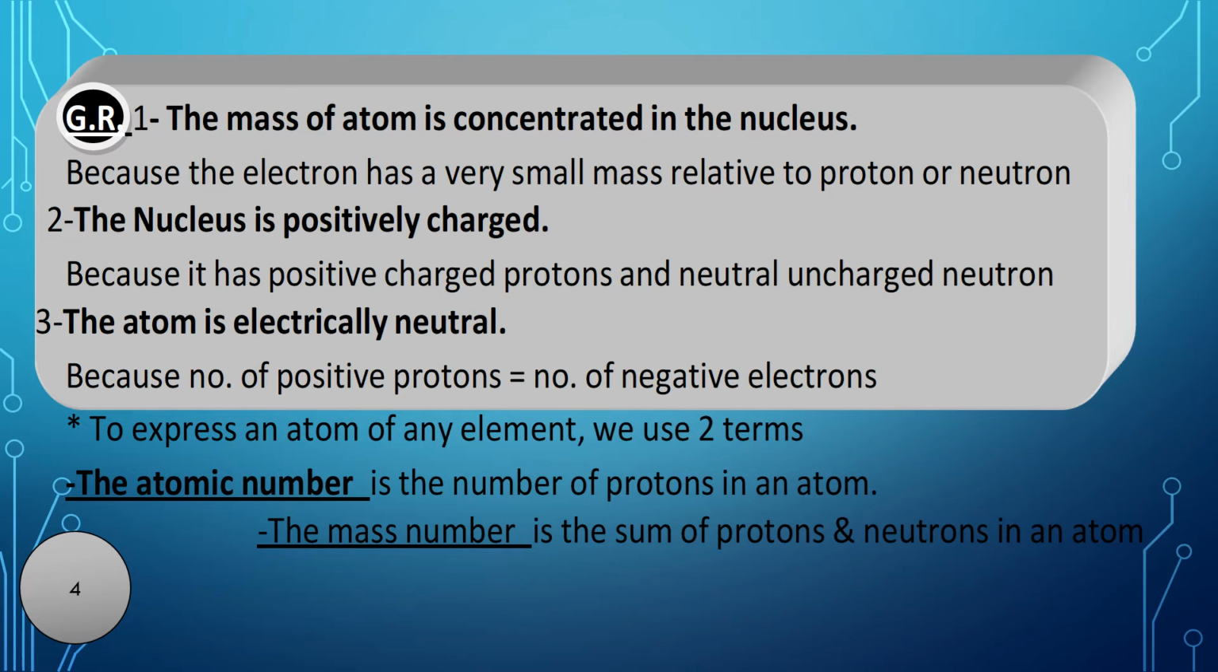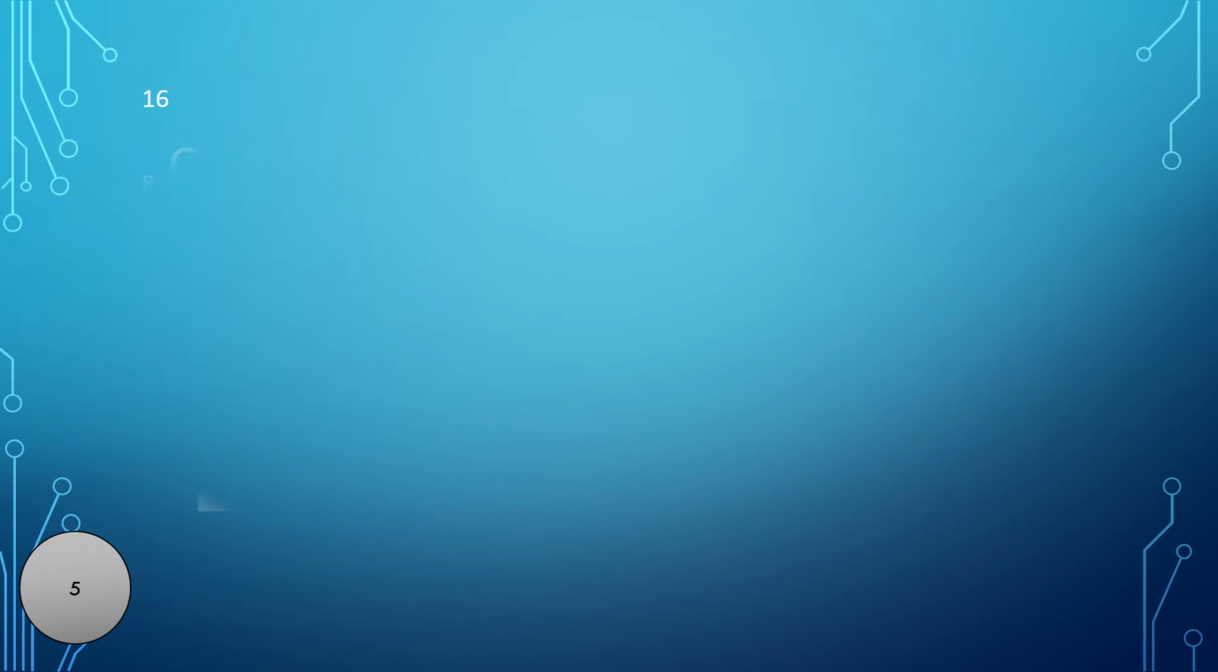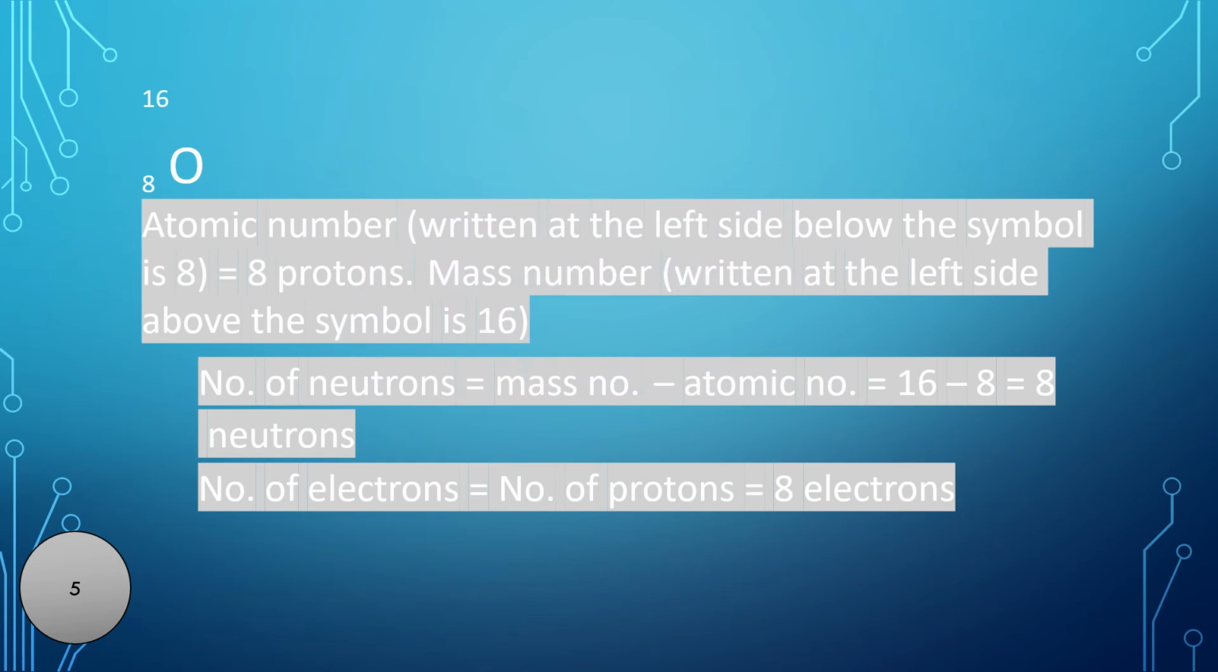Okay, to express an atom of an element, we use two terms: atomic number and mass number. Atomic number is the number of protons inside the nucleus, while the mass number is the sum of protons and neutrons inside the nucleus. We write the atomic number below the symbol, and the mass number is written above it.